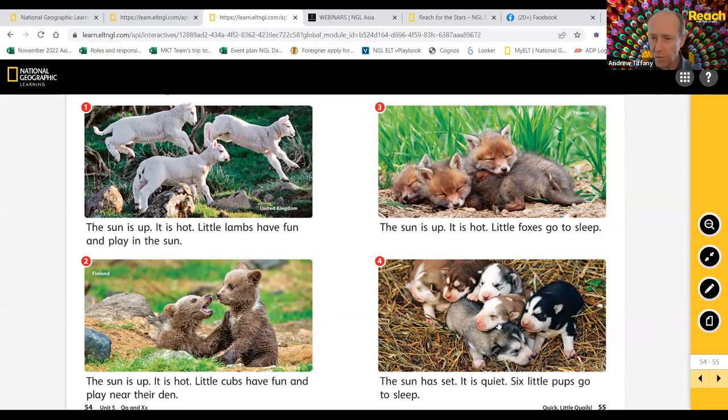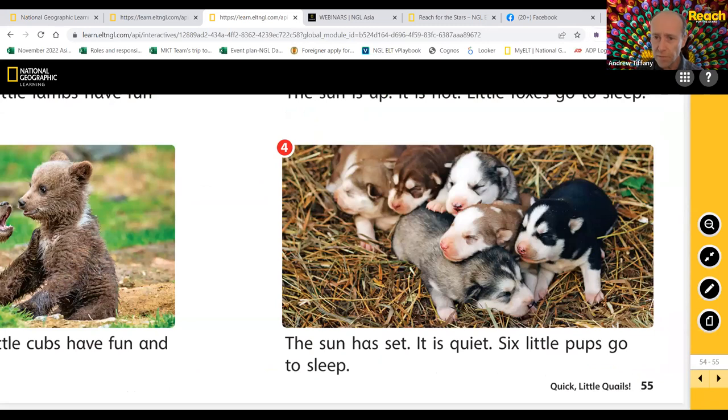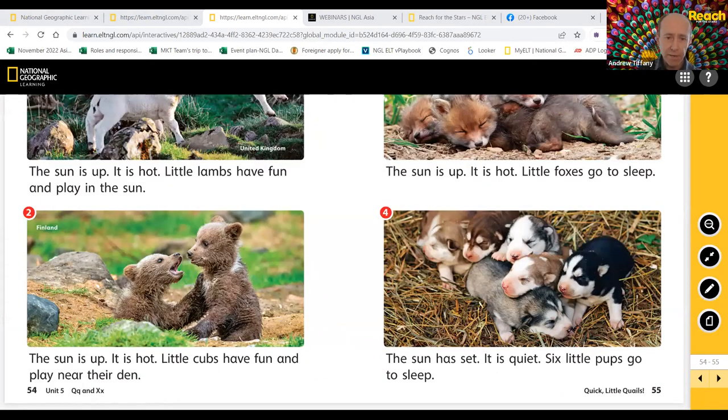I have a question just before we do that, though. How many little pups are there here? How many pups? Six. Yeah. 1, 2, 3, 4, 5, 6, right? And if I go back to here, where am I? I've lost my Zoom thing. Where's my Zoom thing? Oh, there it is. Okay. If we go back to here, there were some pictures in here before. There were these ones.